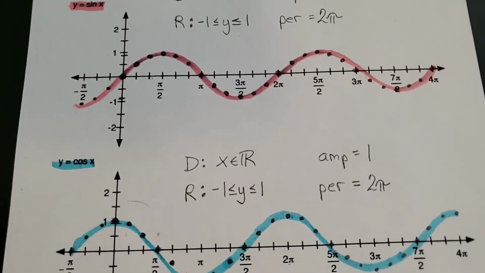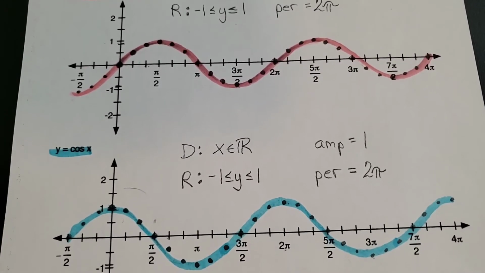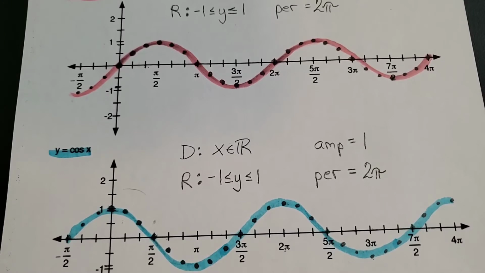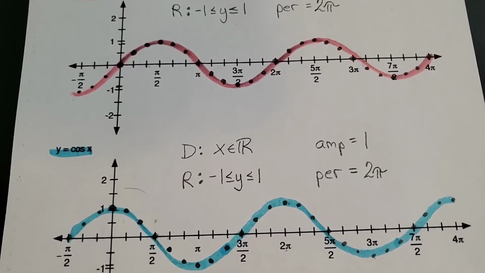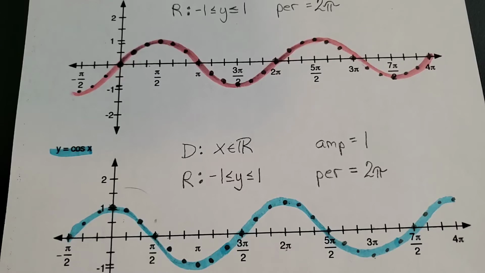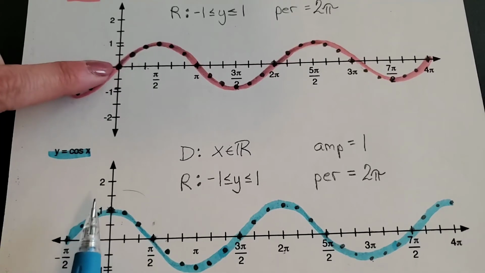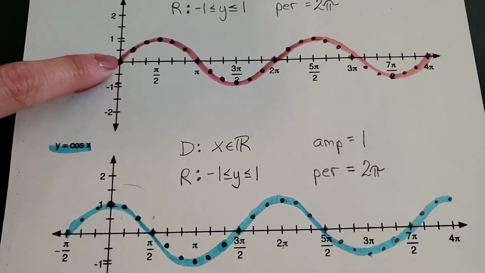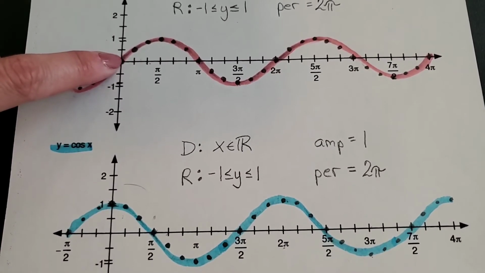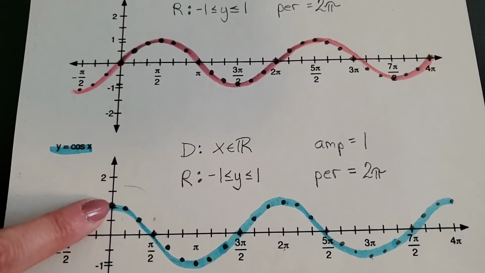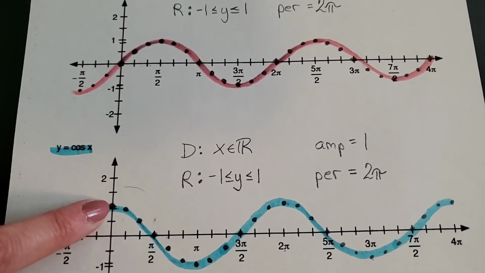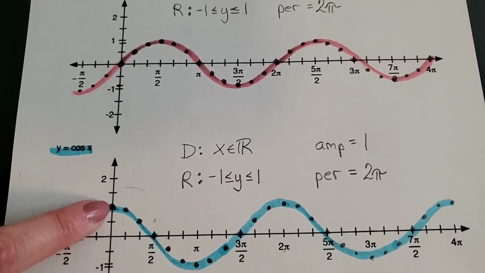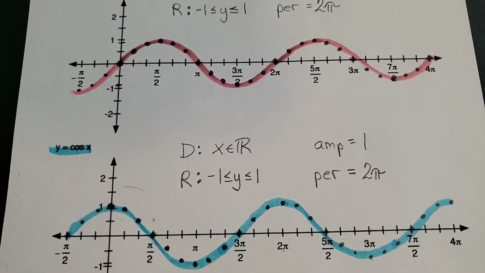So what is the difference between the sine and the cosine curve if they have the same domain, the same range, the same amplitude, and the same period? Are they in fact the same graph? If you look closely, there really is only one difference between the sine and the cosine, and that is where they begin. The sine function begins at a 0. It begins at the value of 0. The cosine begins at the maximum.